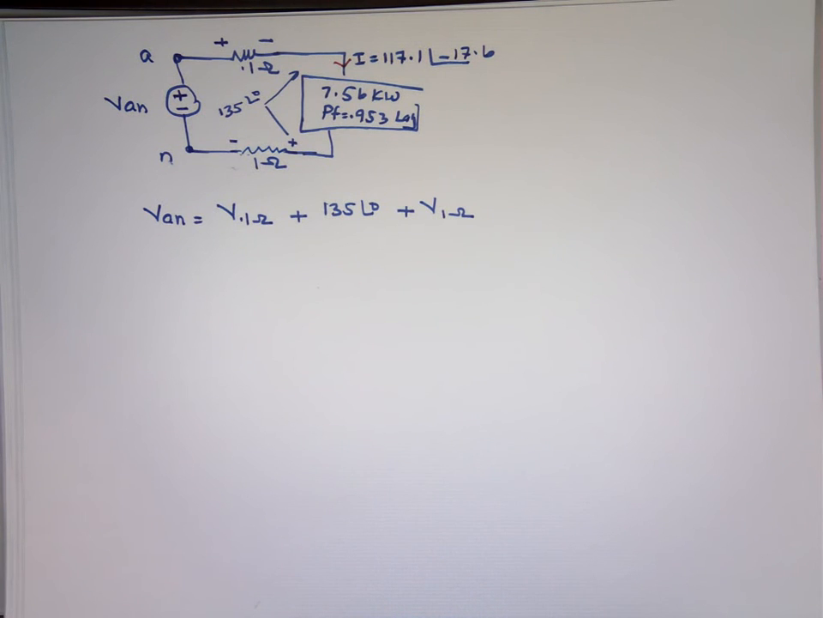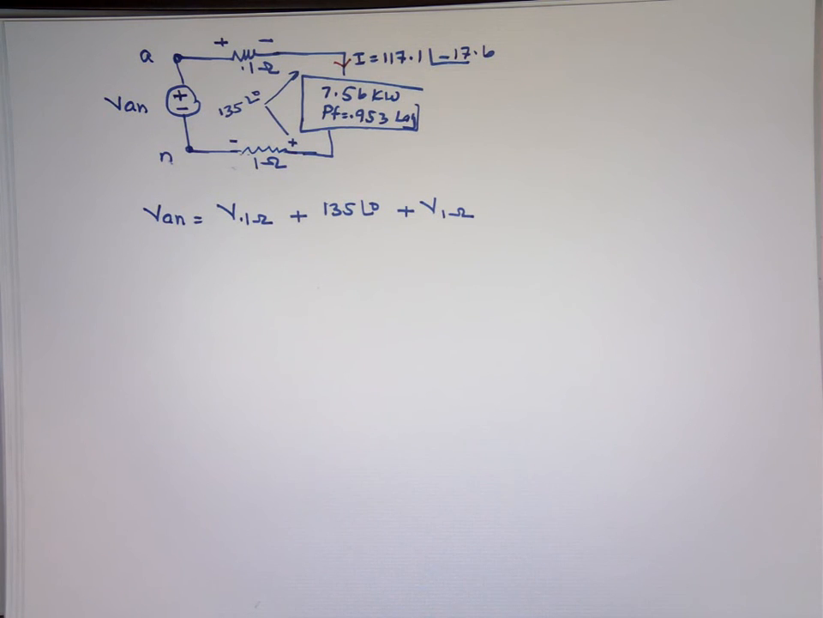So do we know what the voltage is across each resistor? I'm trying to get them ready for us. How do we find the voltage across each resistor? V equals I times R, right?